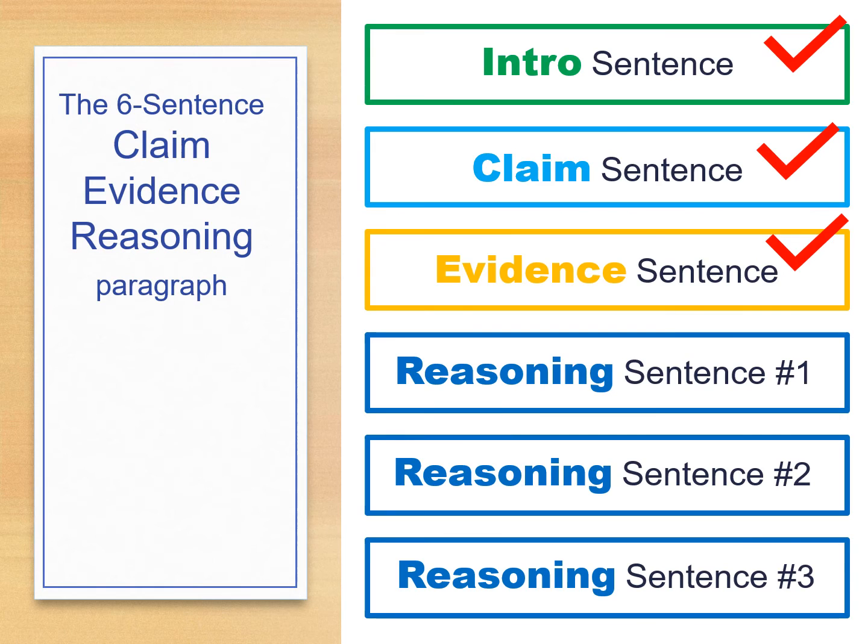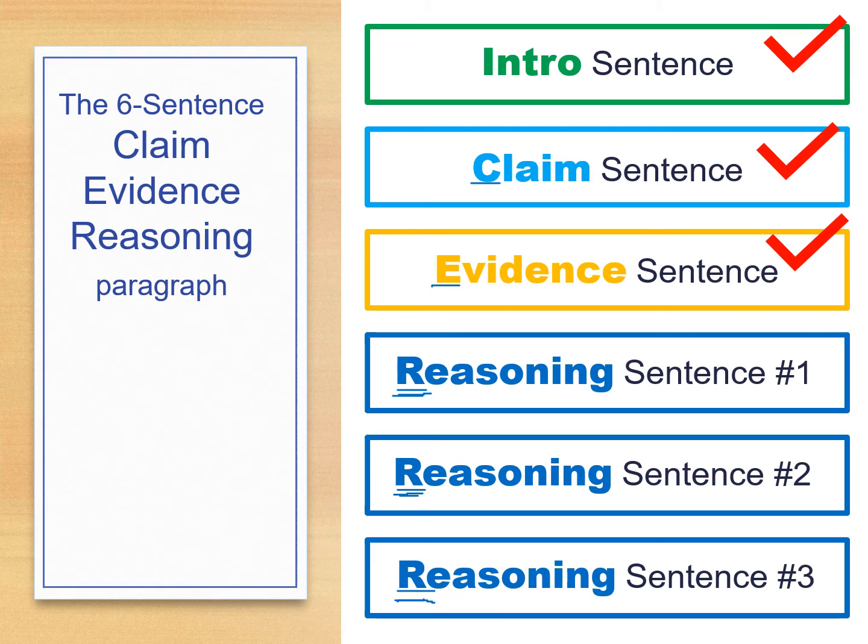Well, look at that. 3 out of 6. We are halfway done. We've got our intro sentence. We've got our claim sentence. We just wrote our evidence sentence. And the whole rest of it is reasoning. To do a really good, really solid CER paragraph, it should be CER, lots of R's. Reasoning, reasoning, reasoning. This is the CE part.